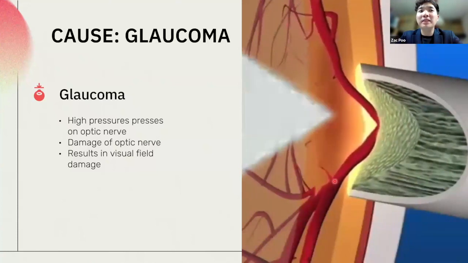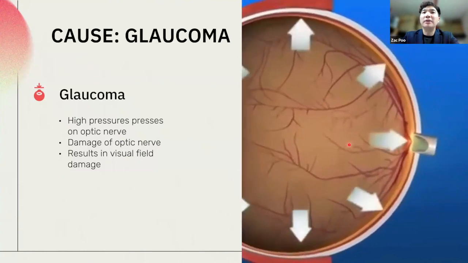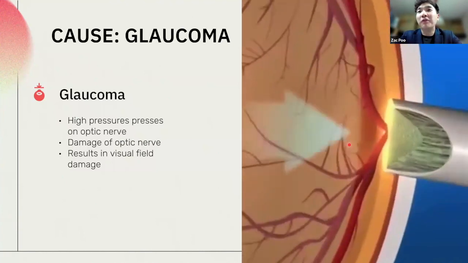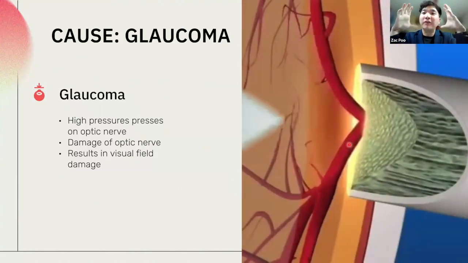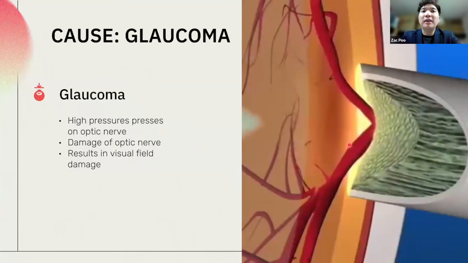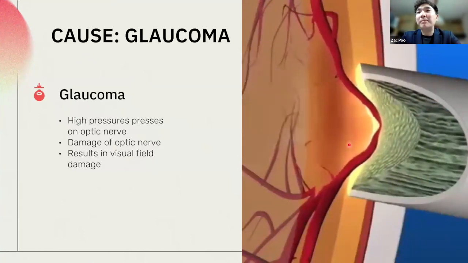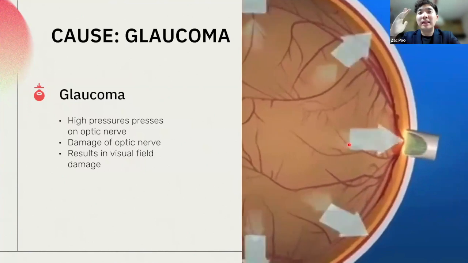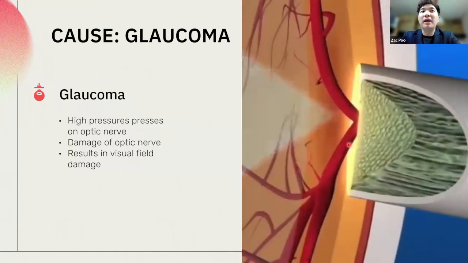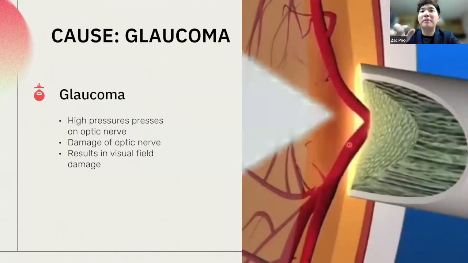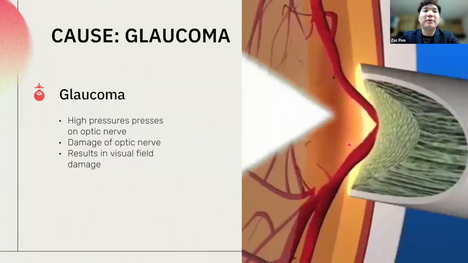So when it damages the optic nerve, the first thing you will see is that you will start to lose your visual field, which is the side of your vision. So let's say you notice your vision gets dimmer or things get darker, that's when you probably have to have your eyes checked because it may be glaucoma in your eyes as well.